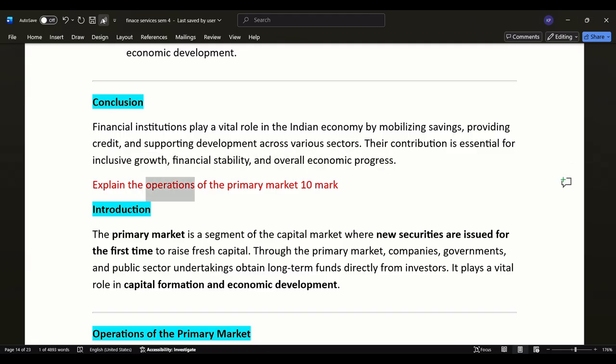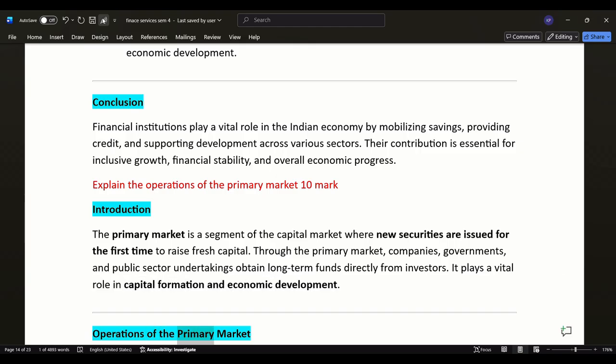Explain the operations of the primary market. 10 mark. Introduction. The primary market is a segment of the capital market where new securities are issued for the first time to raise fresh capital. Through the primary market, companies, governments, and public sector undertakings obtain long-term funds directly from investors. It plays a vital role in capital formation and economic development.